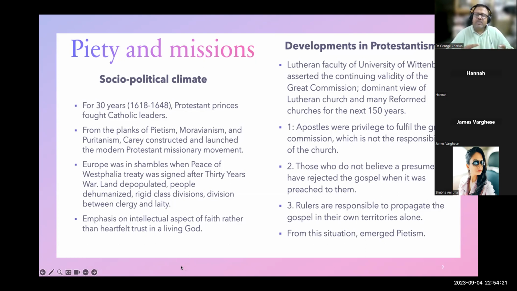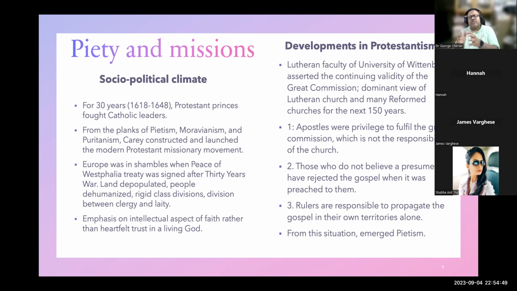Puritanism also was very missional, but they had very strong views on certain things, like personal holiness. But they were still missional. So Carey constructed from all of these movements and their stress. You must remember that every one of these movements had an emphasis. They added a new emphasis.